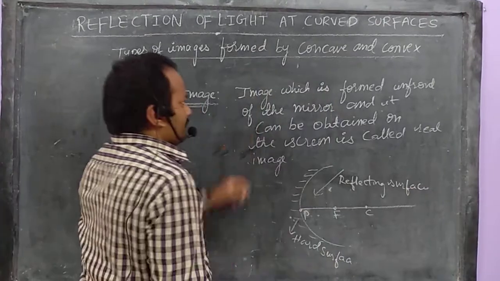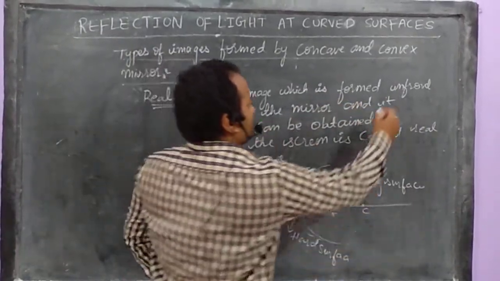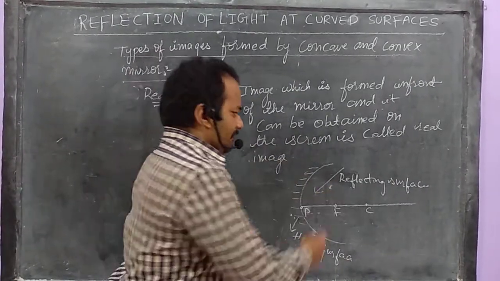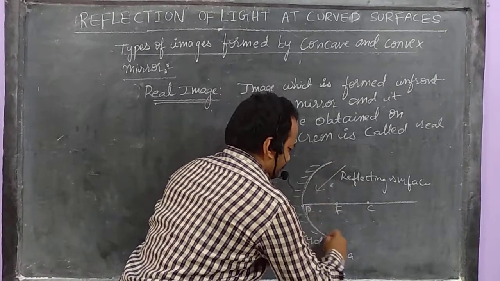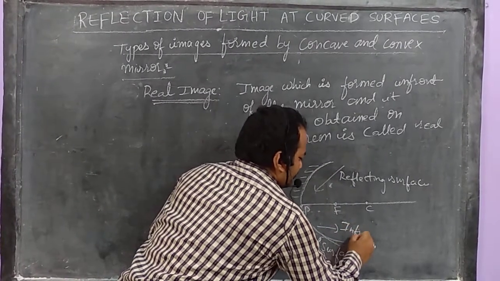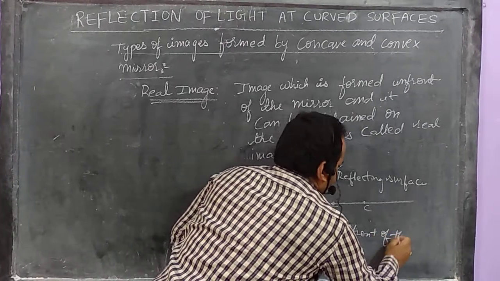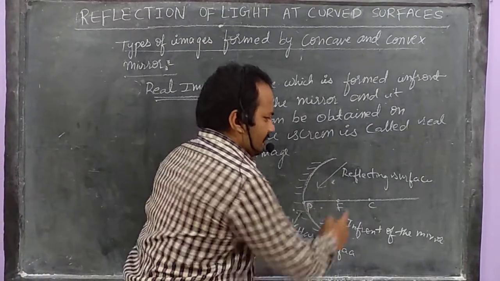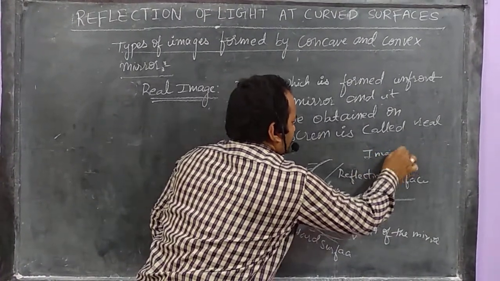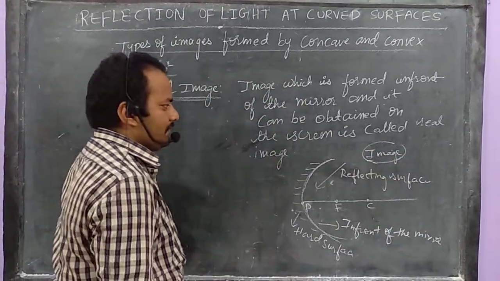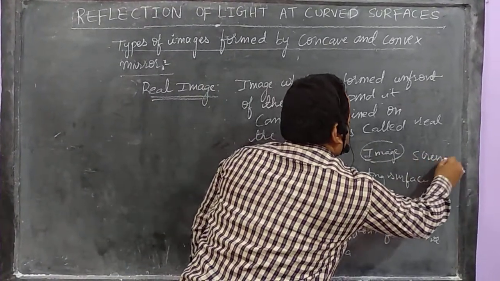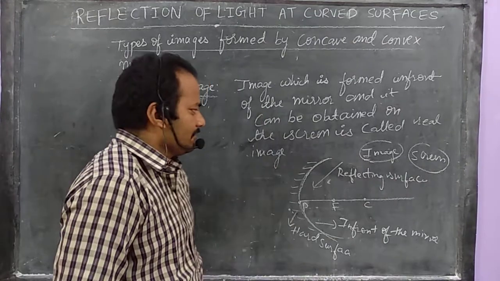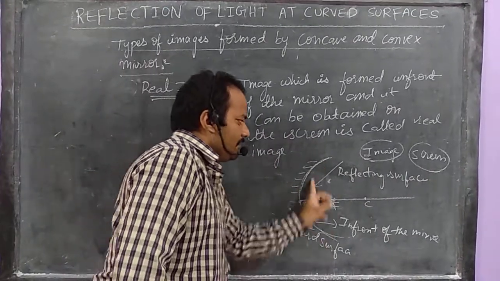Now go to the definition. An image which is formed in front of the mirror, and it can be obtained on the screen. You know that in front of this mirror only you will get the image. And for getting the image, what do you require? You require one screen. On the screen you can get the image, because which mirror is it? It is a concave mirror.